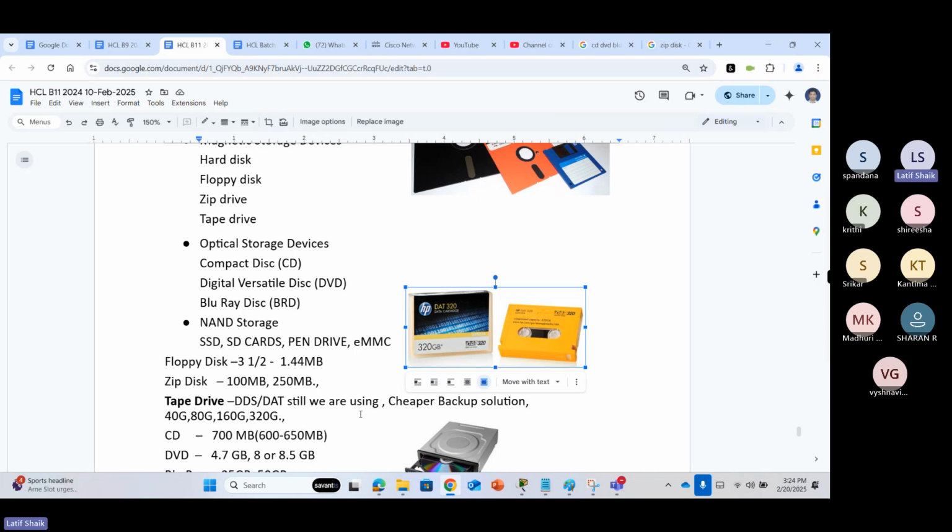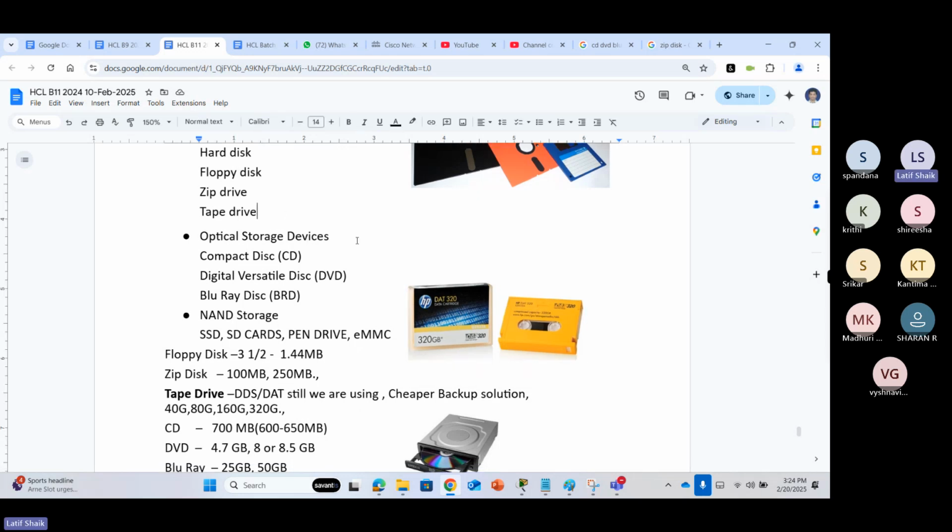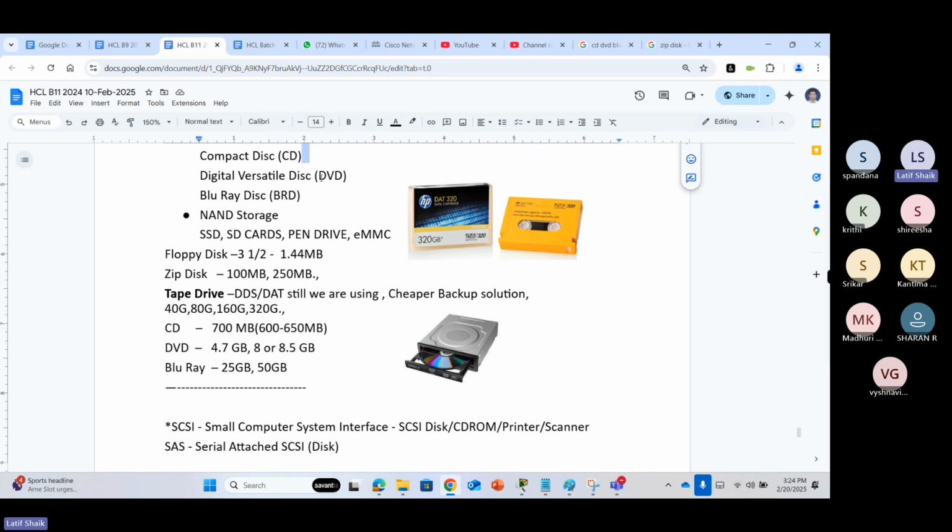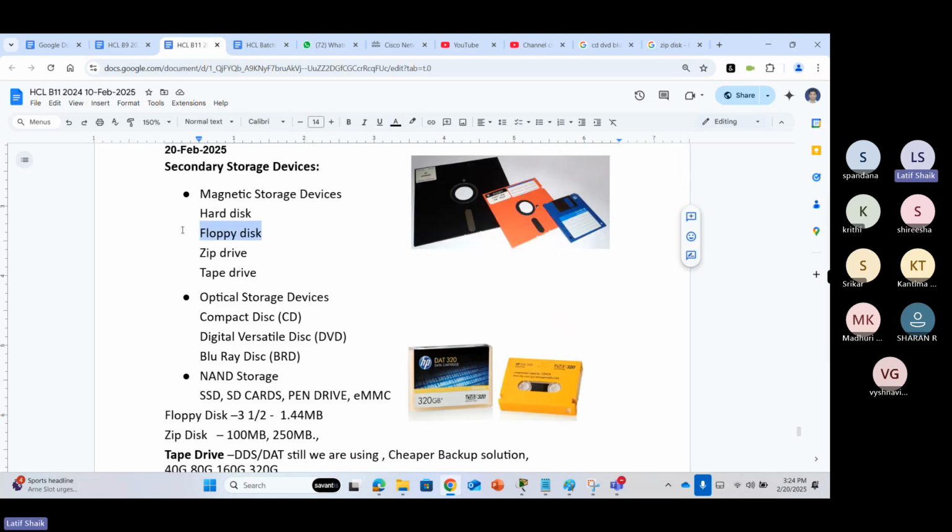So this is about your floppy, zip and tape drives. Already I told about CD-ROMs, DVDs, and Blu-rays. Floppy disk is 1.44 MB, so obviously it has been in the market for a very long time. Later, the requirement for data storage increased.